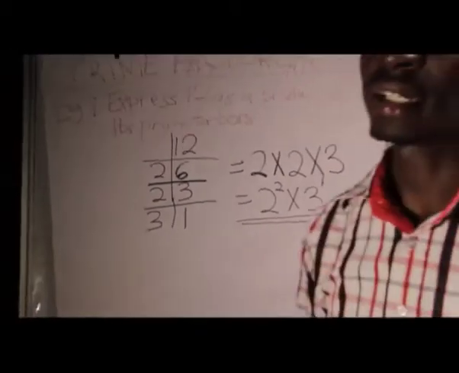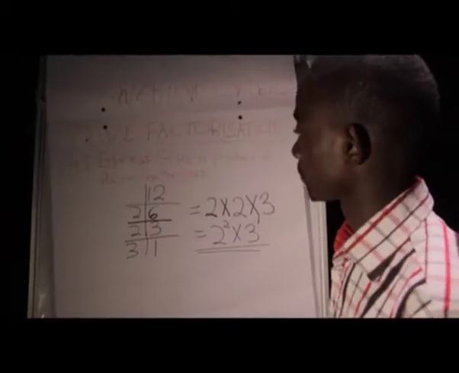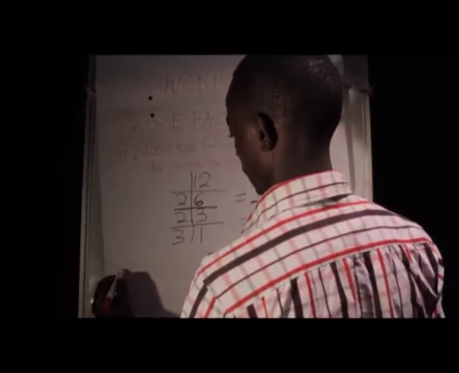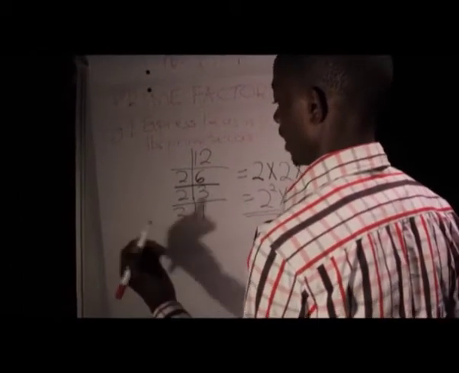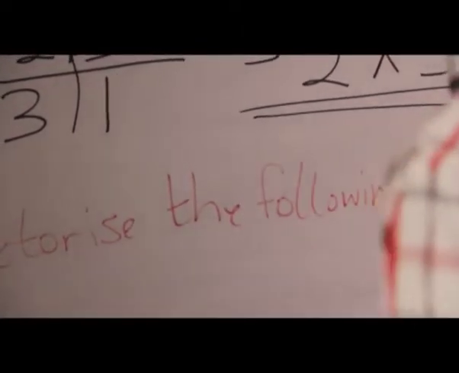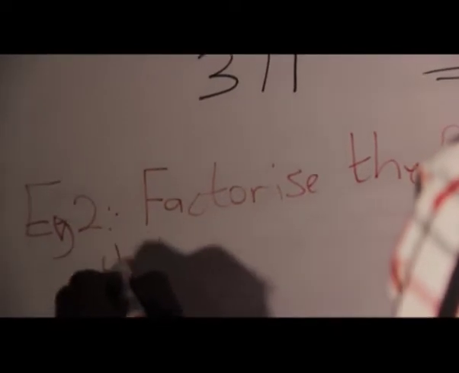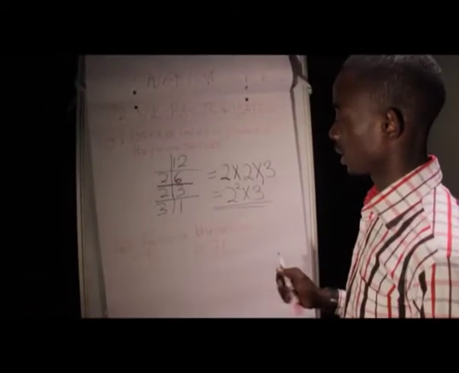So we can look at another example too for easy understanding. Example 2. In this case I'm required to factorize the following. My first one can be 90, and my second one could be 75. So I'm going to factorize these two numbers and I'm going to see how it comes about.